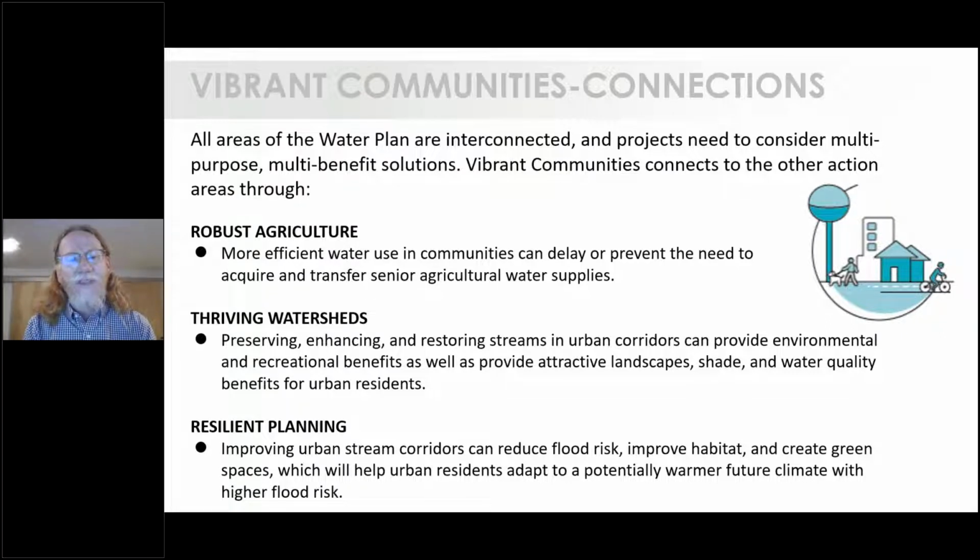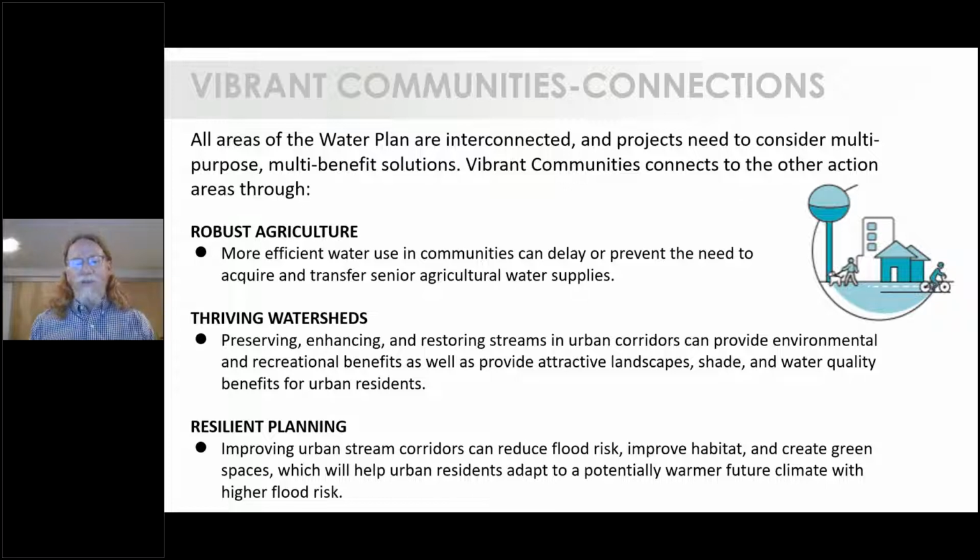So you can read that, but one thing is, what we do in the city here has a really big impact on ag lands outside of the city, and especially senior agricultural water supplies. The way growth happens here in Colorado and on the Front Range is that either a city is going to buy up senior ag water supplies or build out onto those prime ag lands. And so what we do here really has an impact on agriculture and vice versa. Same with thriving watersheds. We can preserve and enhance stream corridors, and those benefits come to the city. We've got the South Platte River coming right through the city of Denver, a big river, maybe not by other people's standards, but for us, it's pretty good size. It can provide environmental and rec opportunities here in the city, attractive landscapes and shade, water quality benefits, all those things.